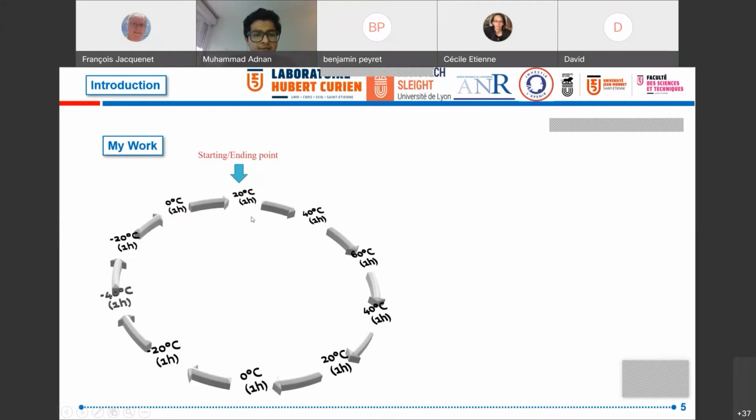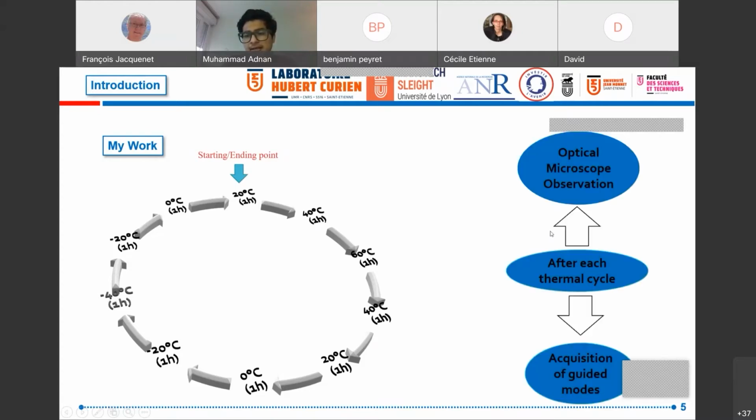In that oven, I have created a program. First, the starting point of temperature is 20 degrees Celsius, and we kept 1 hour between each temperature step so that our sample will be stabilized. First the temperature will increase from 20 degrees to 60 degrees, then it will decrease from 60 to -40, and then it will again increase to 20 degrees, hence close to the real life situation. Also after each thermal cycling, we will observe with an optical microscope and acquire guided modes to check if there is any crack or damage.